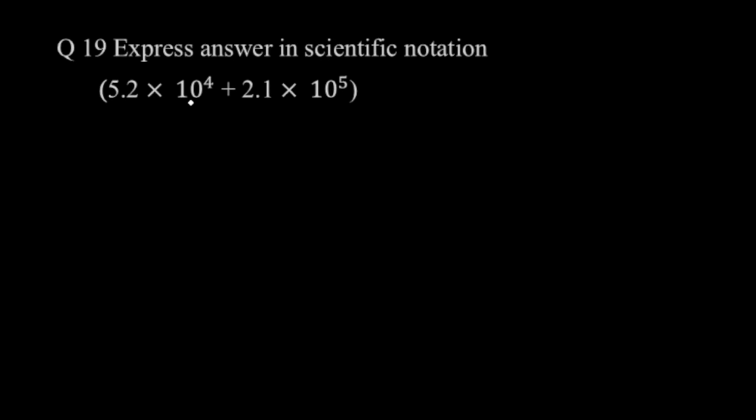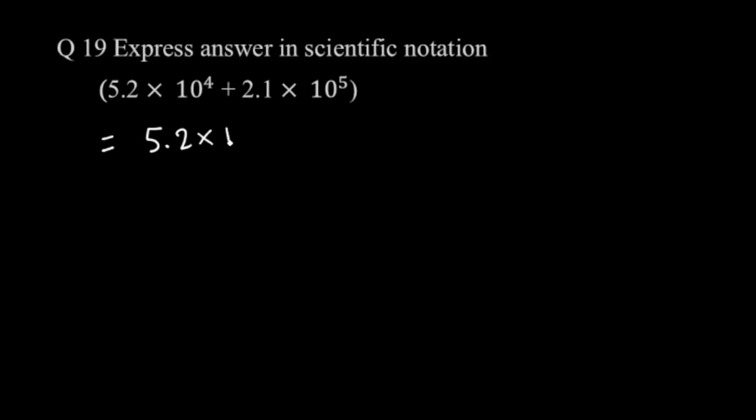5.2 multiply 10 to the power 4 plus 2.1 multiply 10 to the power 5. In this question we have a different power. Here we have power 4, here we have power 5. How can we solve these types of question? We have to make the same power. There are two ways to solve this question. Either we can increase the power here or decrease the power here. We decrease the power here by 1 on this side.